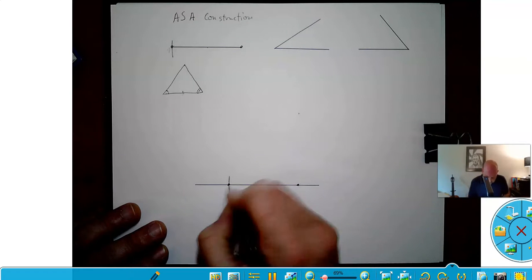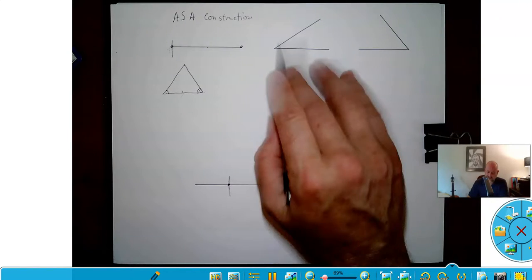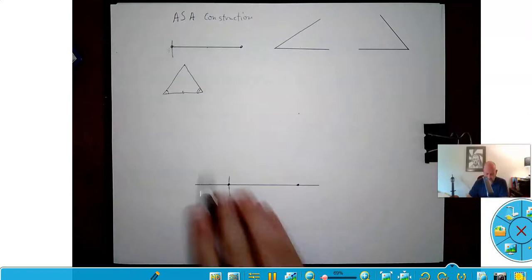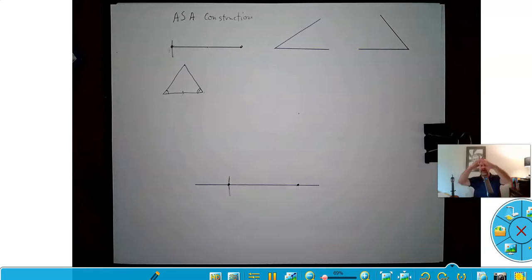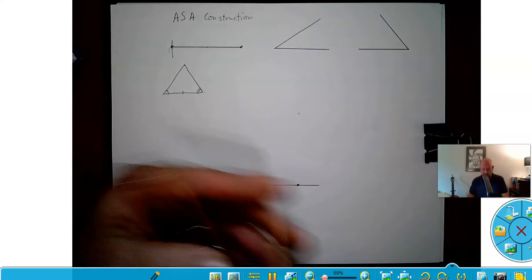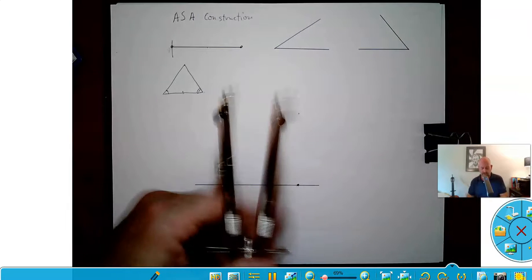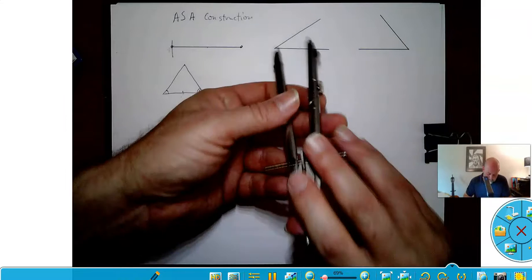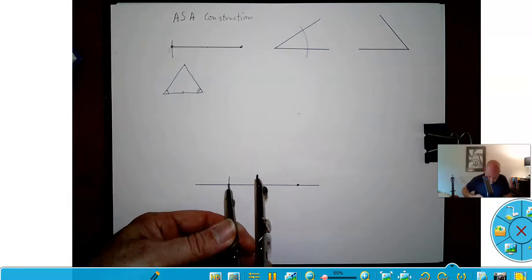So there's our segment. Now, it's angle, side, angle. That means that these two angles attach here and here. So all we have to do is draw them in, and then where they intersect is going to determine the rest of the triangle. So let's go ahead and copy these angles. So let's go ahead and start here. So copy this one here.